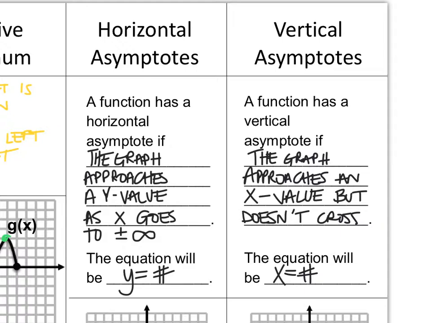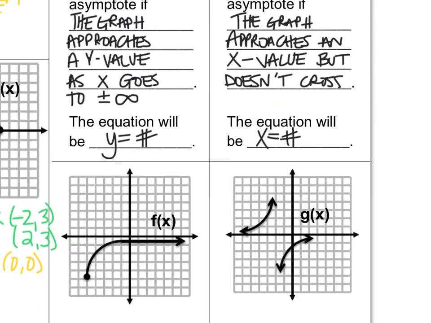We also have things called horizontal asymptotes and vertical asymptotes. A horizontal asymptote is when the graph is approaching a certain y value as x goes to positive infinity or negative infinity. The thing we'll talk about later this year is that horizontal asymptotes are possible to cross, and usually we don't, but you can, and the equation will be y equals a number. Vertical asymptotes are what happen when we're approaching an x value, but we don't cross that x value, and it looks like x equals a number.